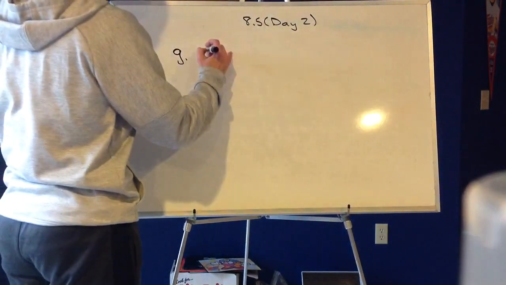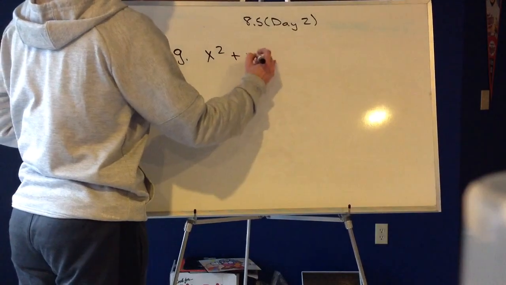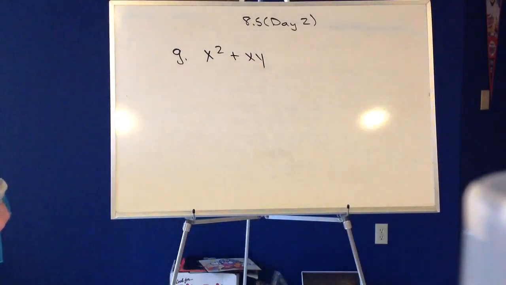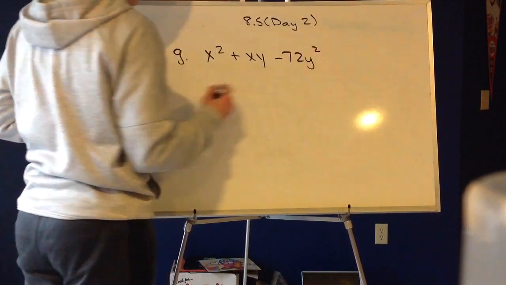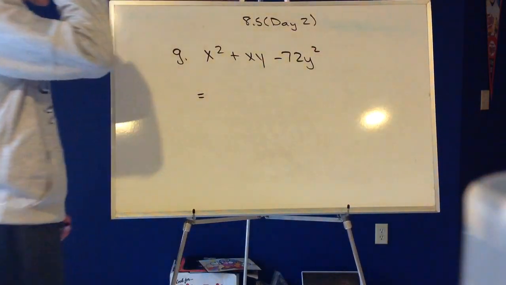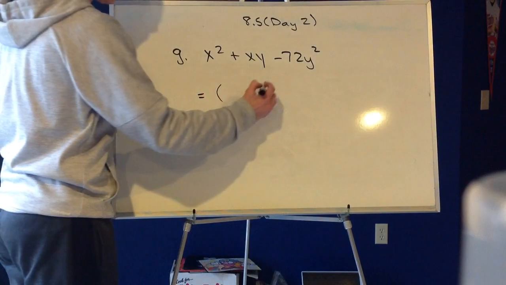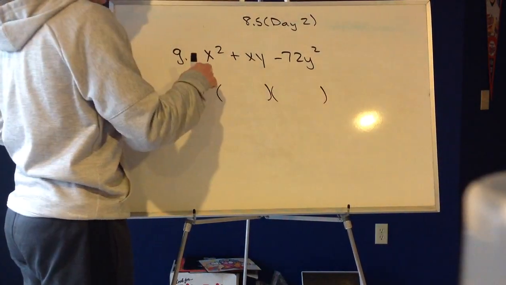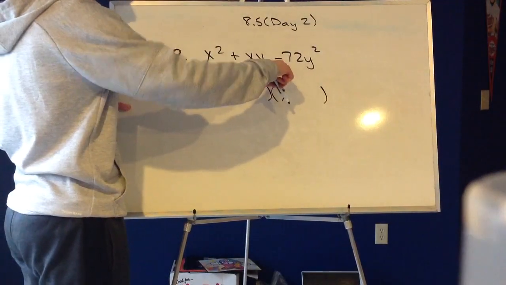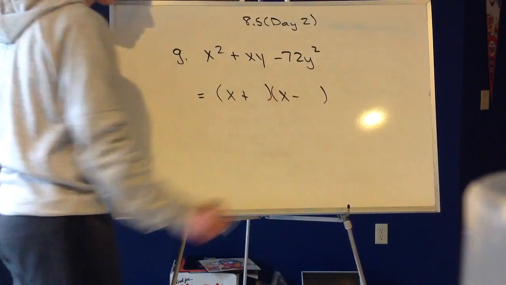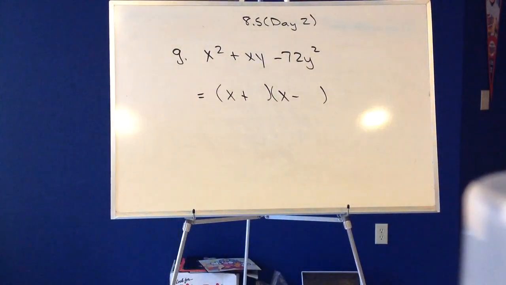Next one we've got is x squared plus xy minus 72y squared, so it's another one of the two variable ones. No GCF, so we'll go right to our parentheses. Again, x squared means we're going to have x and x. The negative here means I have one of each. Again, it doesn't matter which one comes first.